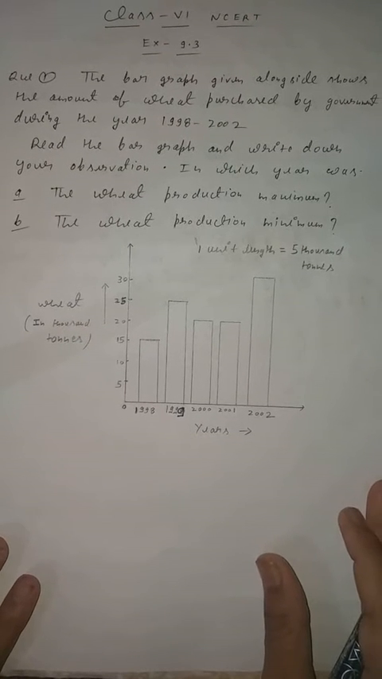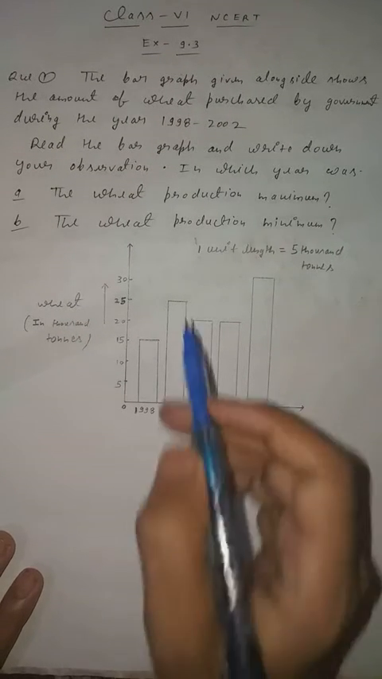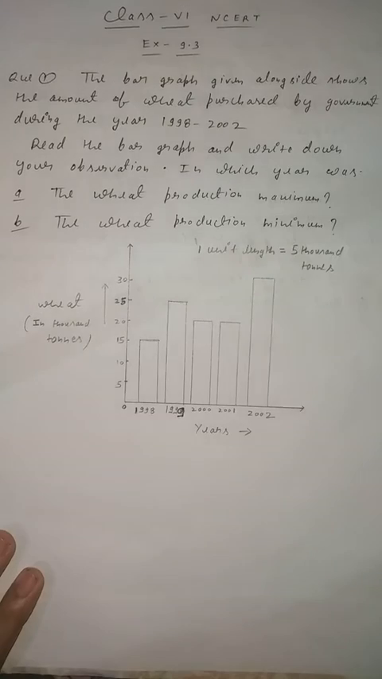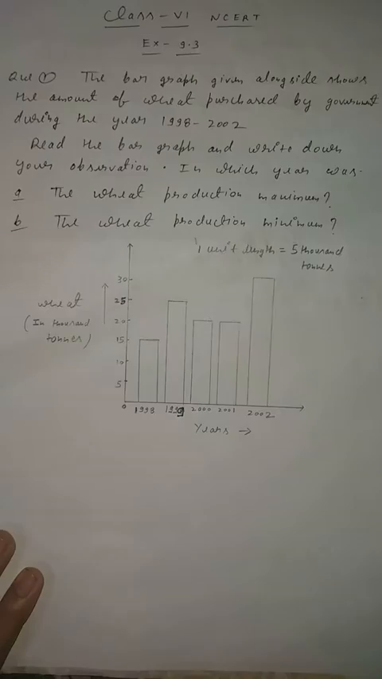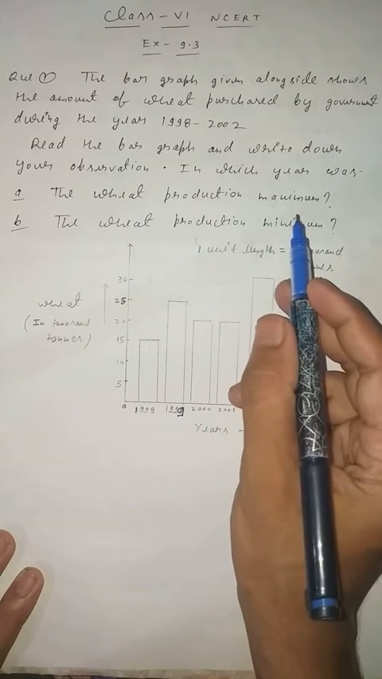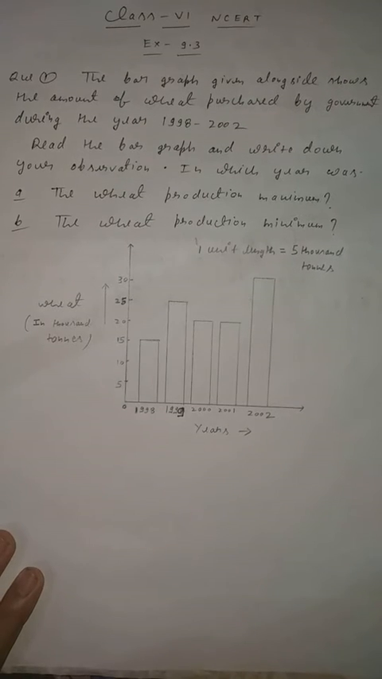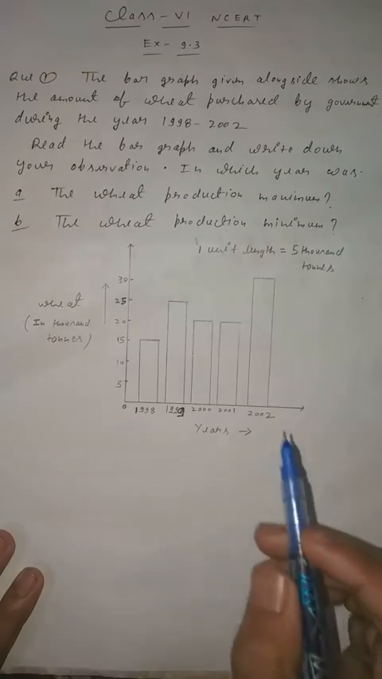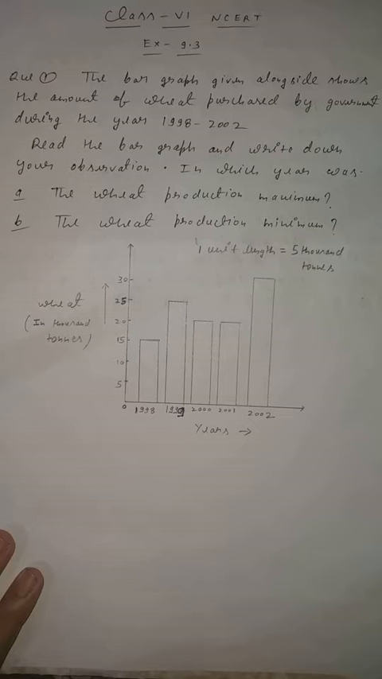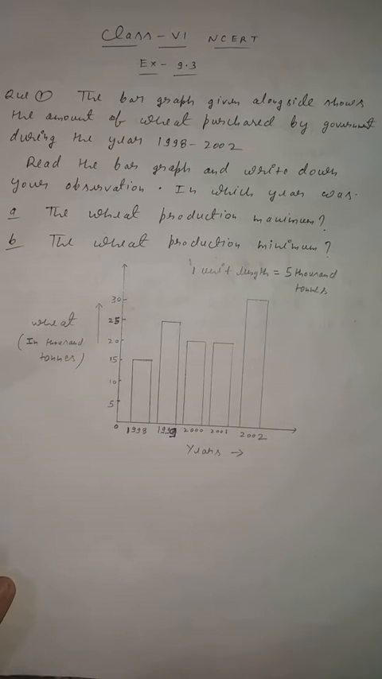The graph is clear. Now we have to focus on the question. The first question is about the maximum wheat production. So you have to find the maximum. You have to look at the bar graph to see in which year wheat production is maximum. Clear, students? So in which year is wheat production maximum?